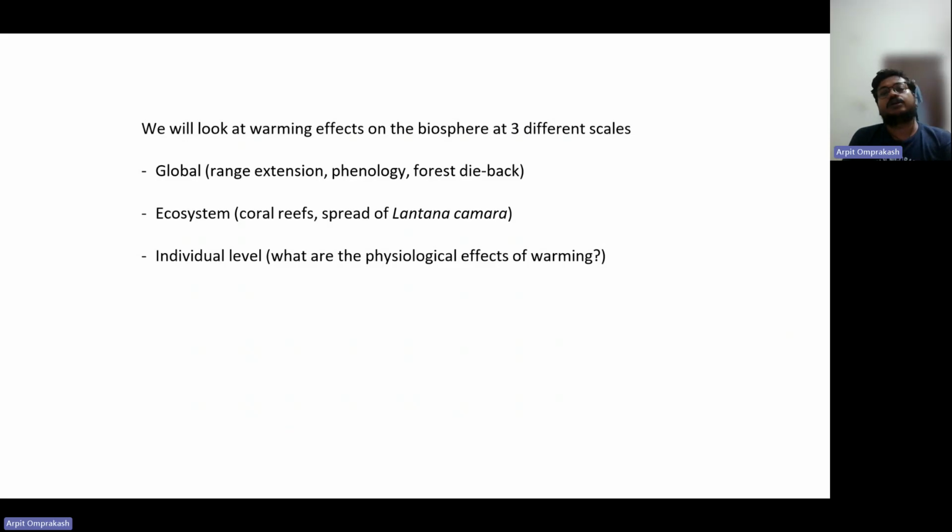Then we can look at the ecosystem scale. All these scales are slightly interchangeable, so we can still look at all these different things from these different scales. But at the ecosystem scale, we look at the examples of coral reefs and the spread of Lantana camara and how they affect ecosystems as a whole. Then at the individual level, we are looking at what physiological effects different species might have because of warming.